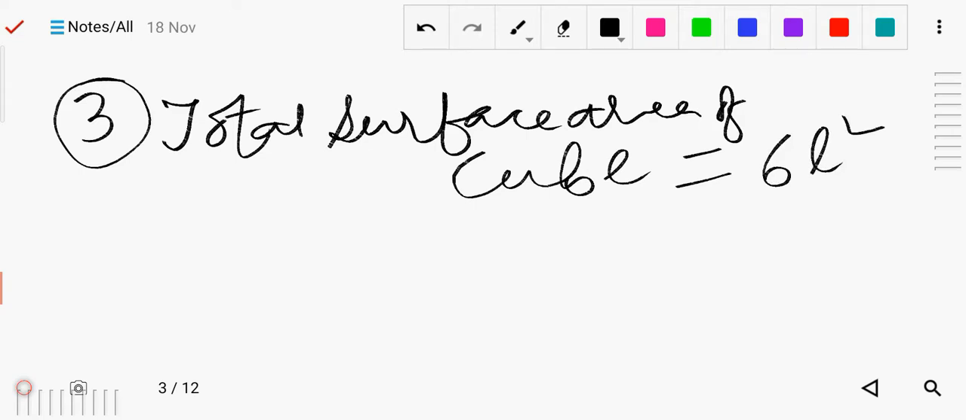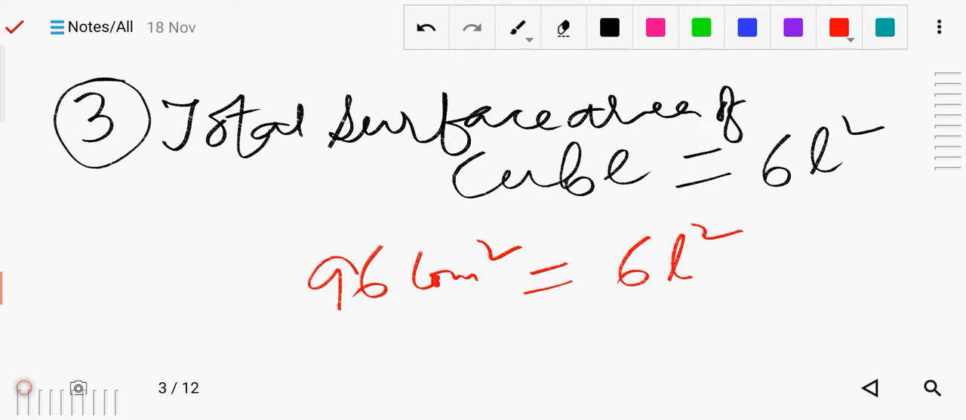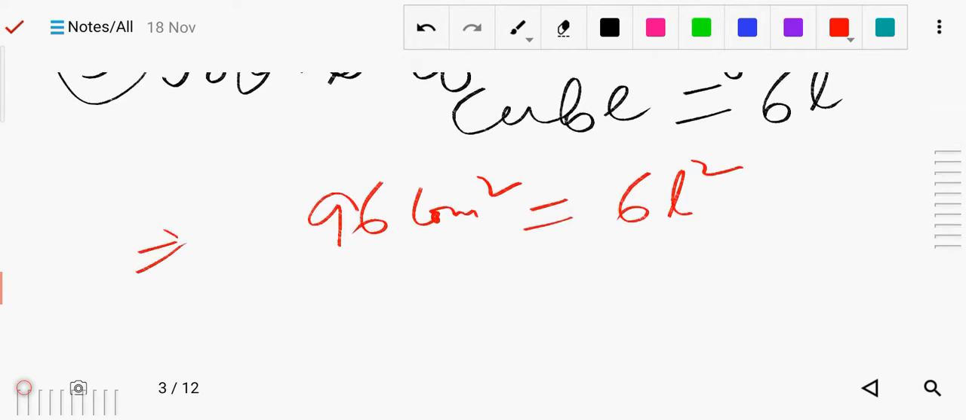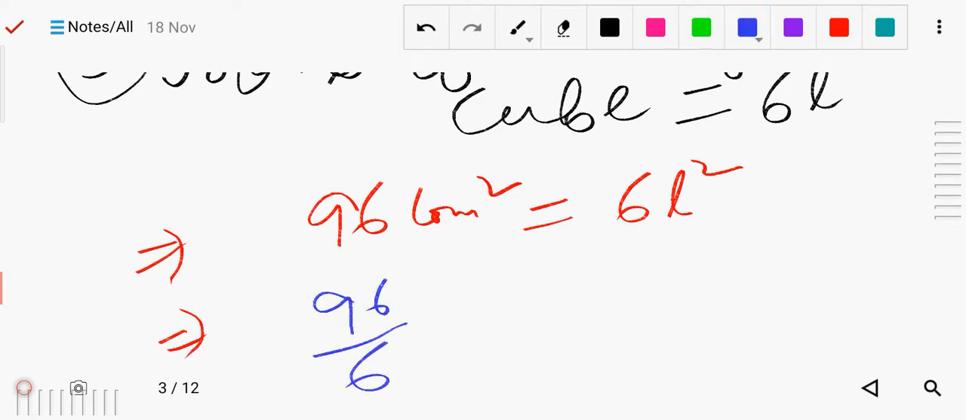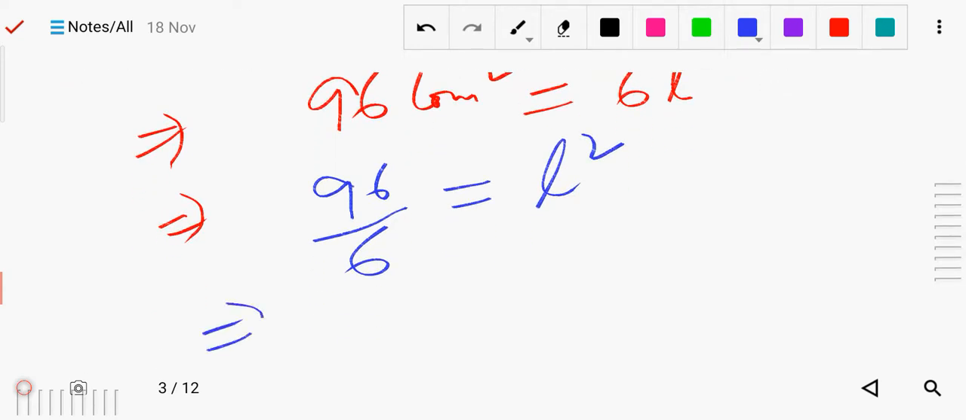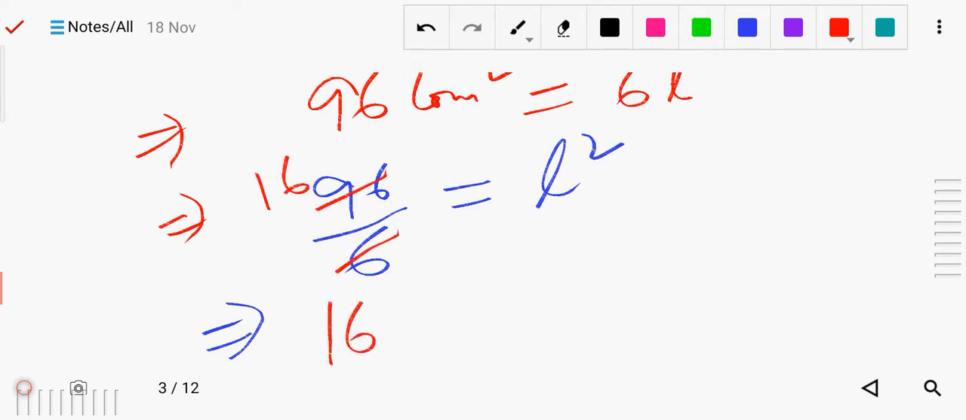We know that. Here the total surface area is given as 96 centimeter square, and on this side we write 6L square. Now we have to find the value of L. The 6 will move to the other side and divide. Now 96 divided by 6 is 16 centimeter square, and this is L square.